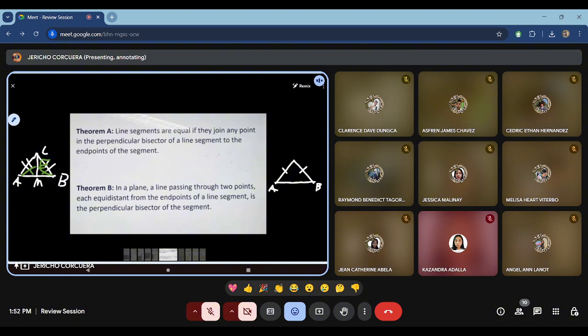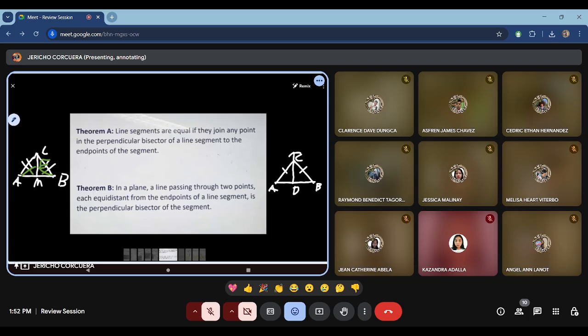Passing through 2 points, each equidistant from the endpoints of a line segment. Ito yung line segment AB. And we have the line segment here. Let's label this one as C. Point C. We have the line segments AC and BC again. And then it's the perpendicular bisector of the segment. Ito siya. We will label this one as point D. Ayan, no? So we can say that CD is a bisector of line segment AB.